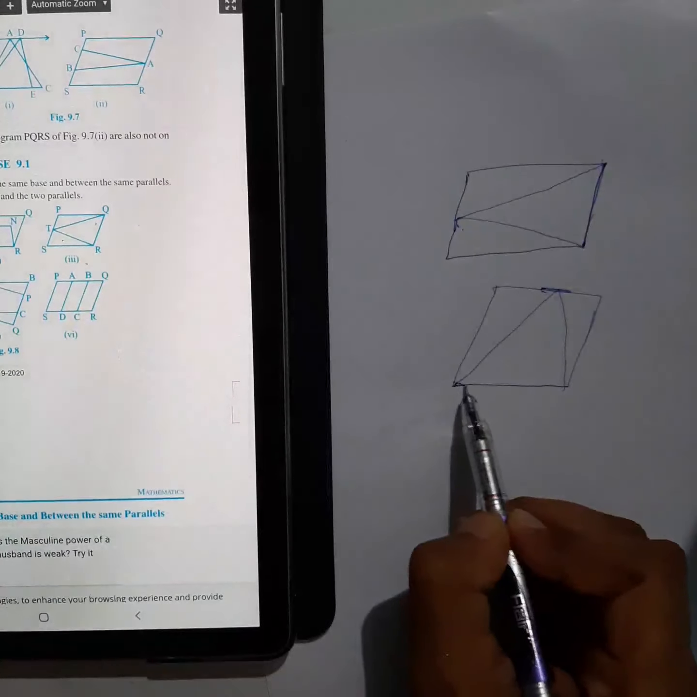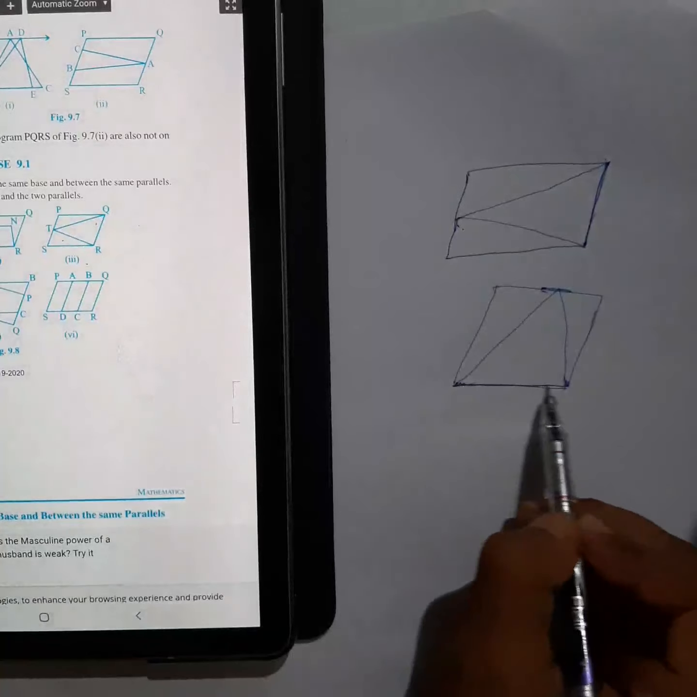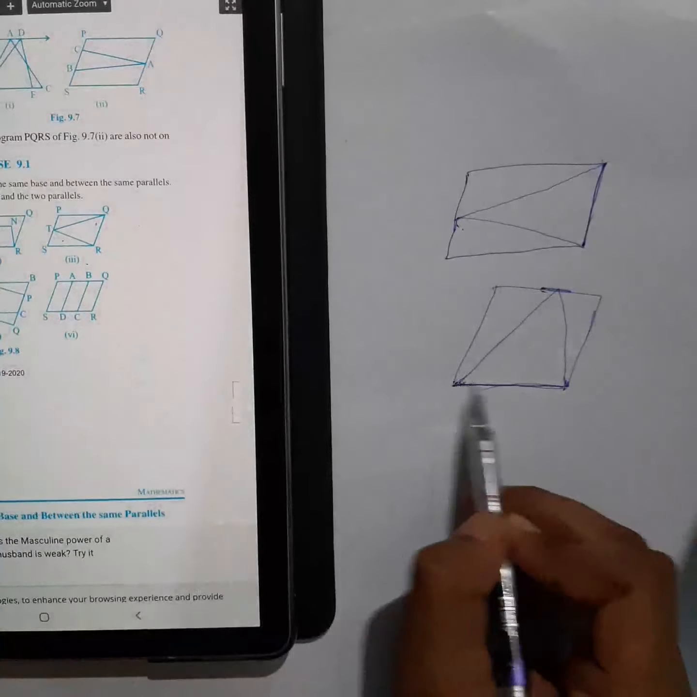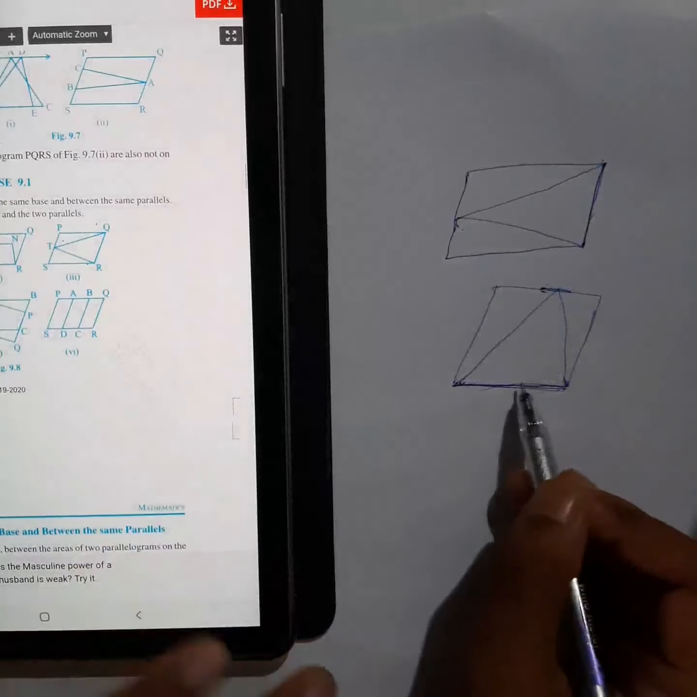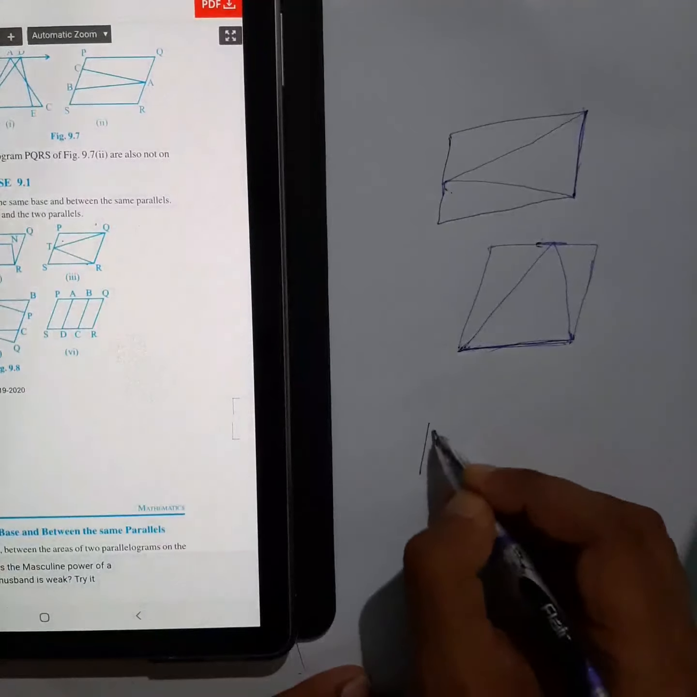Okay, so you can see in both figures, triangle and quadrilateral, the same base it is, lying on the same base. For this triangle also this is the base, for this quadrilateral also this is the base, and they are lying on the same parallel line. So like the first one, you write down this also. Okay, then number 4.